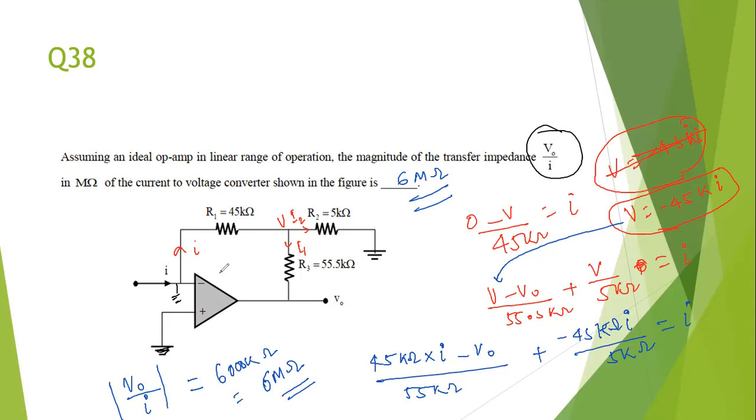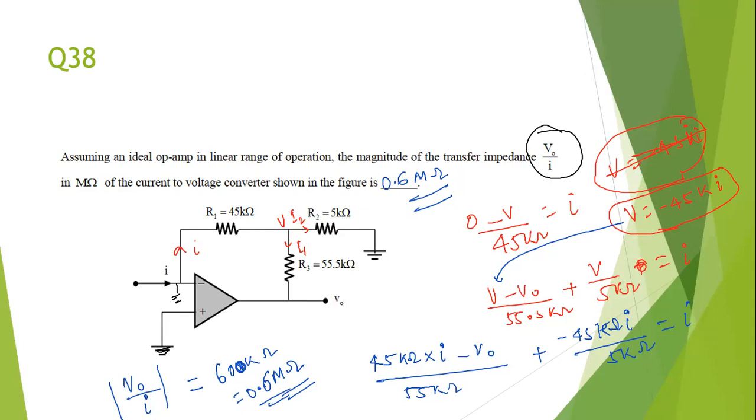Now this one, just calculate here. 10 times 55.5 plus this one, 600 kilo ohm. Okay, the answer will be 0.6 mega ohm.